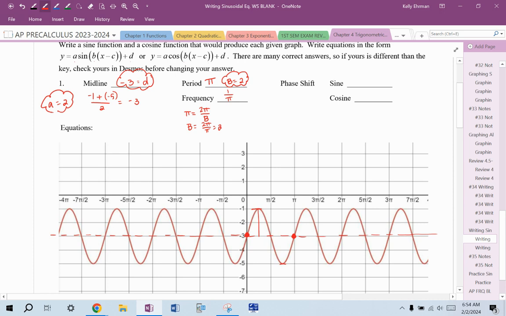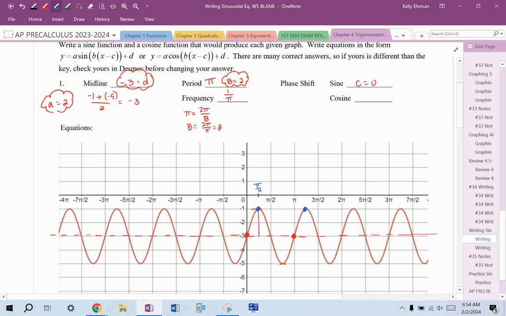Phase shift is a horizontal shift, and remember, it's different for sine and cosine. For sine, there would be no phase shift. This starts right on the midline, right on the y-axis. If it's cosine, take a look at the cosine curve. You can mark off any period you want. I'm going to do this one. So here's one period of cosine. What is this point right here? Well, it's halfway between 0 and pi over 2.